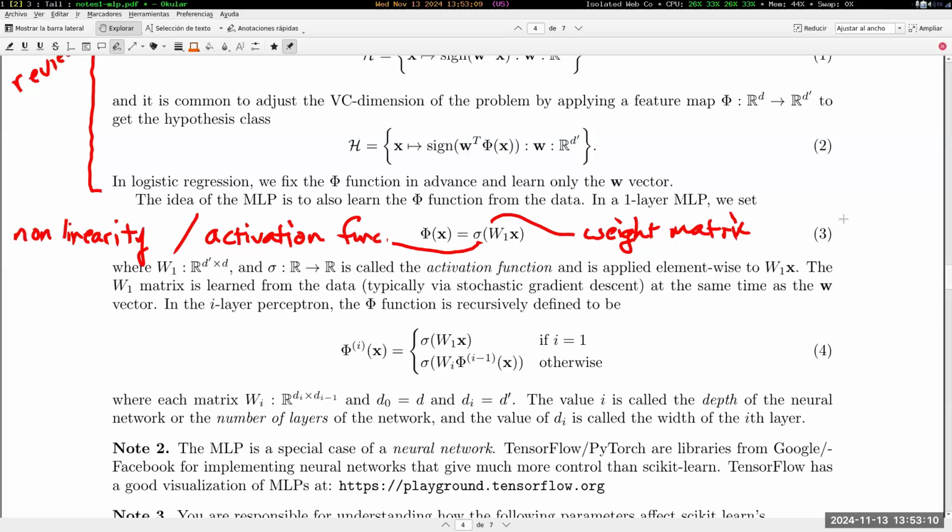So equation 3 right here is one layer. One layer. And down here, this is the multi-layer.